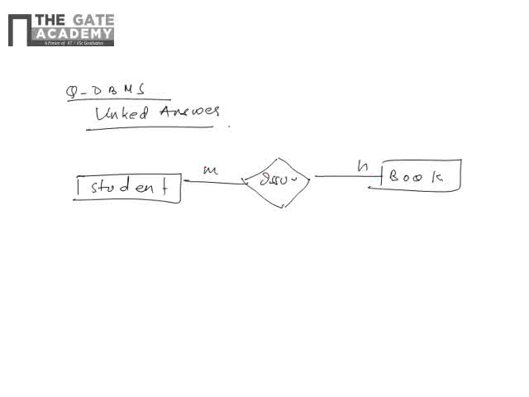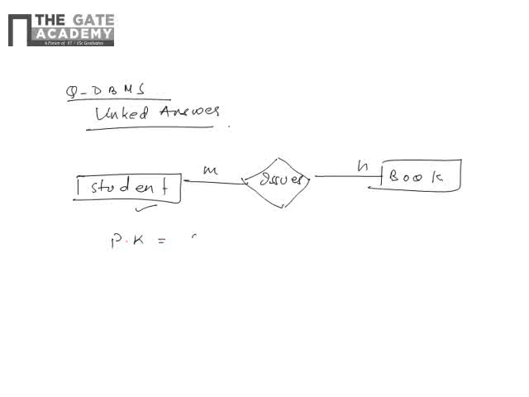This is another table, issues, which will refer the data from the student and book tables. There is an M to N relationship because any number of students can issue any number of books. Now the question asked is, what are the primary keys required for mapping the following entity relationship diagram? Just see, in the student table, what will be the primary key?